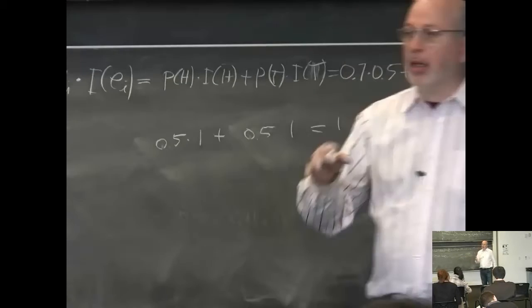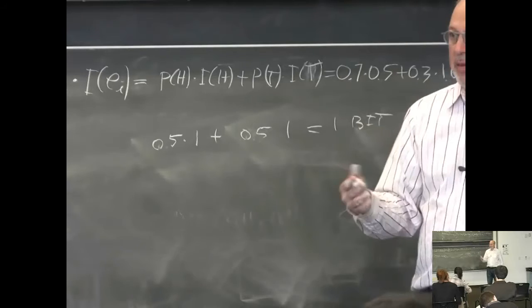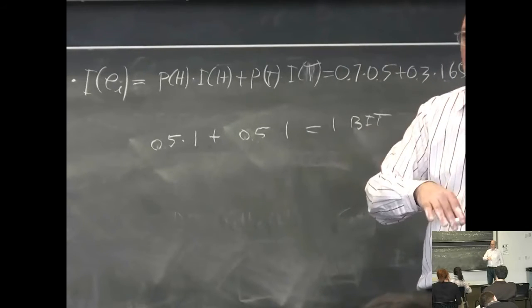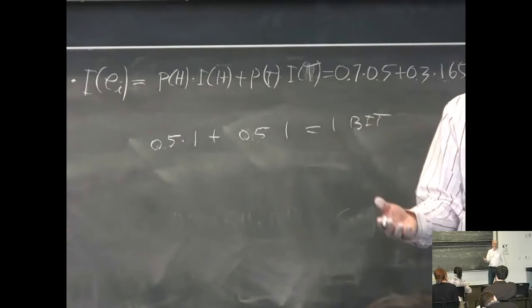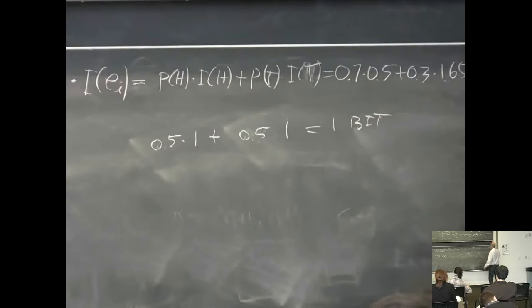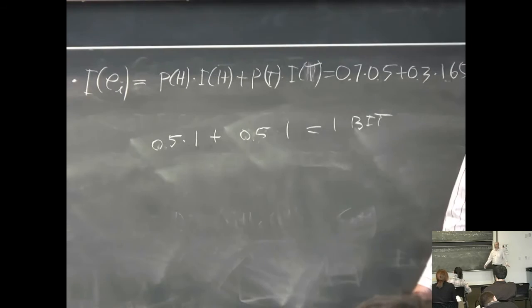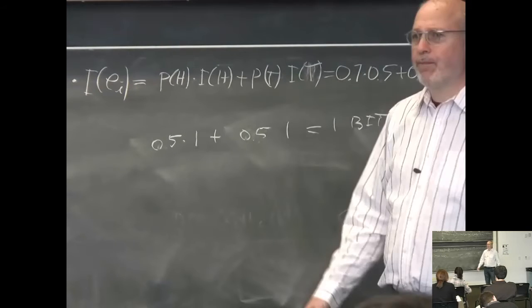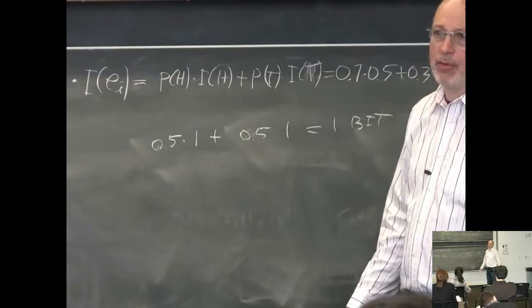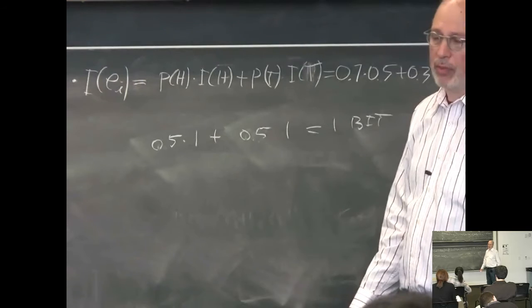In the case of an unfair coin, every flip doesn't give me the same amount. Some flips give me more than 1 bit, some flips give me less than 1 bit. The average is less than 1, and that's critical. A non-uniform distribution gives me less information than a uniform distribution. Or you could say the non-uniform distribution contains less surprise, or contains less information, than a uniform distribution.